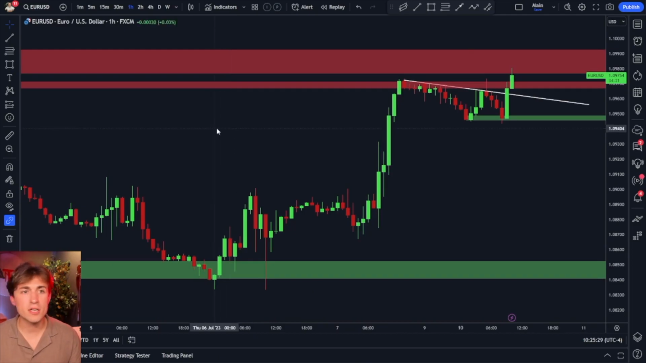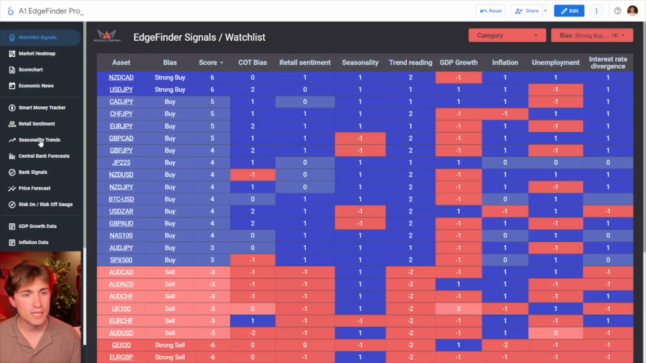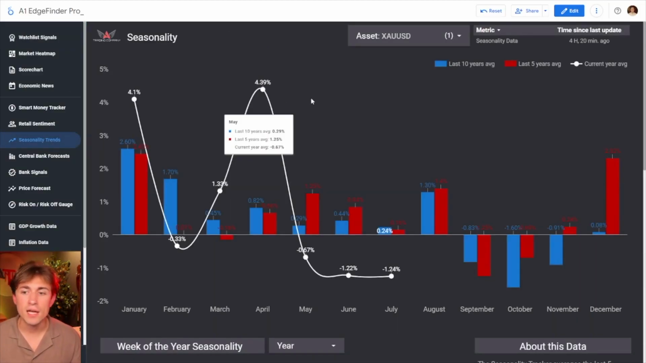There's a couple reasons here for euro dollar specifically. If we take a look at the seasonal trends data, this is one side of things. I'm going to come right back to this, but first, actually, I want to show you the central bank forecast.